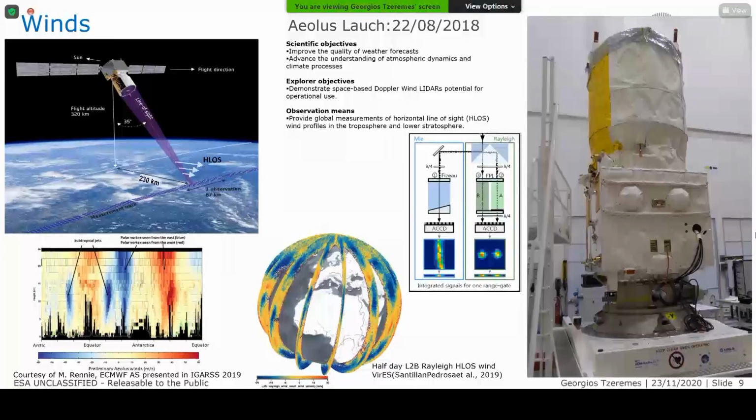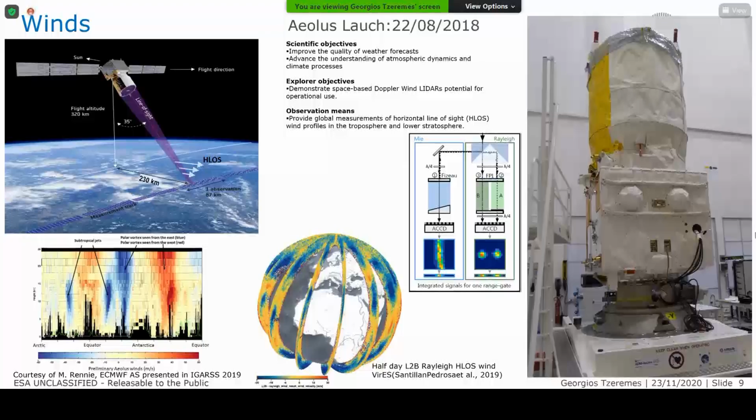Another mission that we have in ESA, and the need is the winds, because this is an instrument, Aeolus, with the ALADIN high spectral resolution Doppler wind LIDAR, which has been flown since 22nd of August 2018. This has a lifespan of 3 years, but we'll be able to push it further. Its objective is, by using this instrument, we will be able to have almost safe prediction of weather forecast, 7-day weather forecast, and better understanding of the atmospheric dynamics and the climate processes.